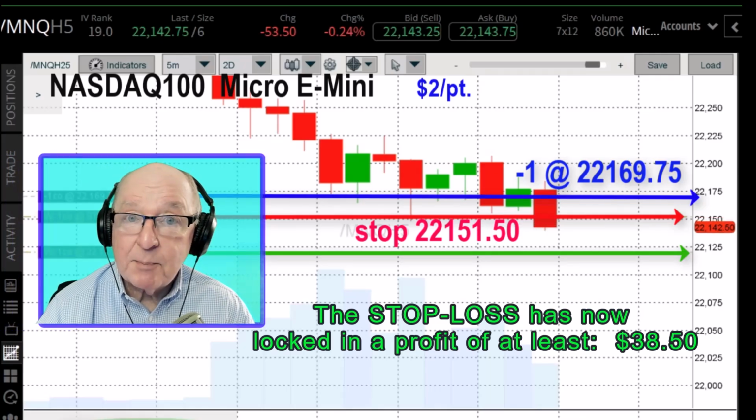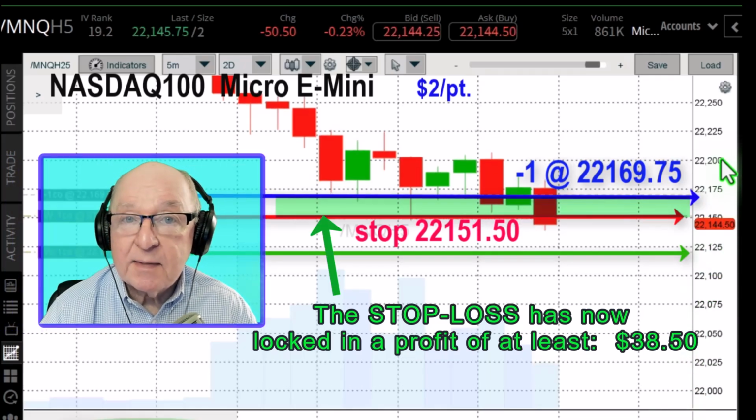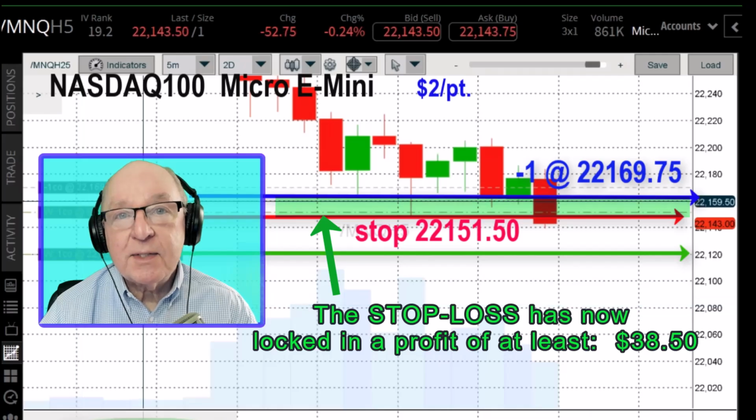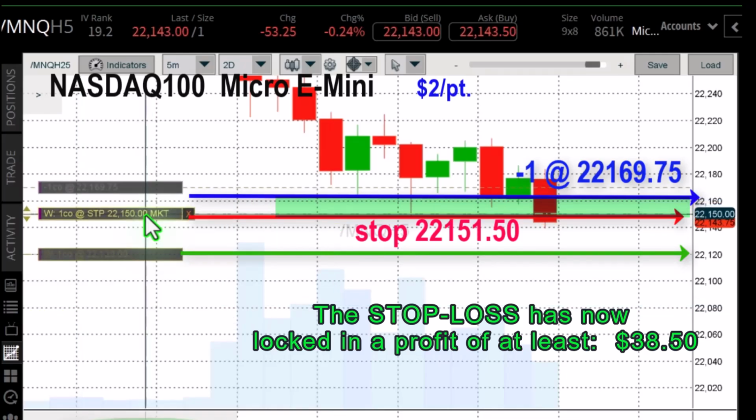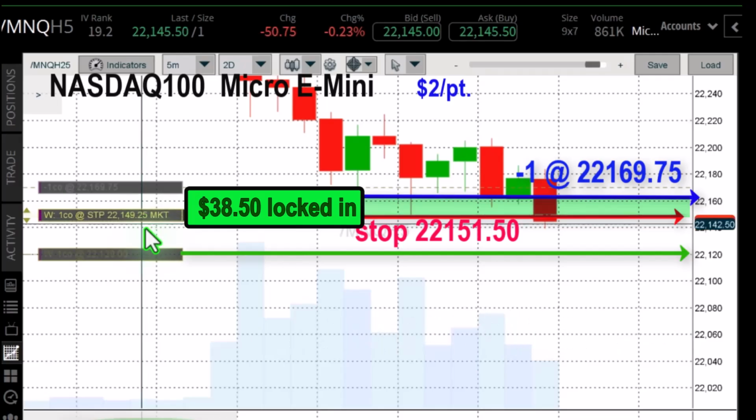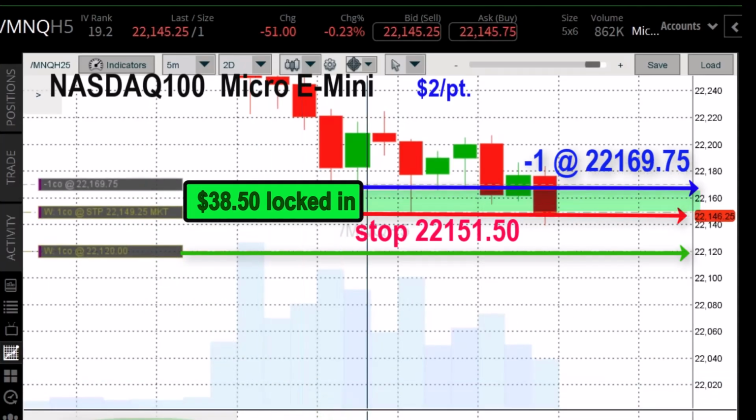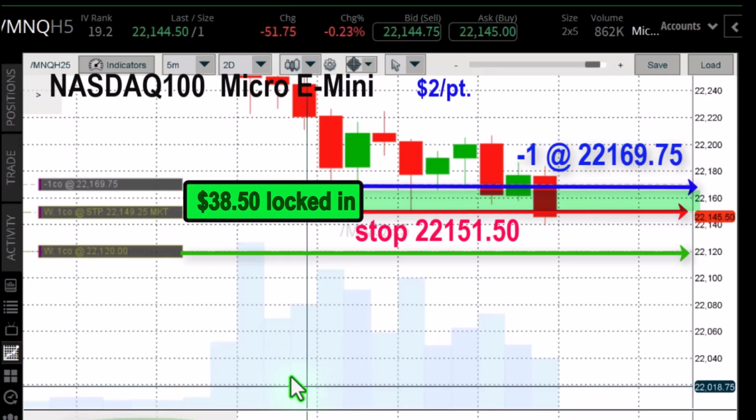Sometimes these things happen pretty fast. I'm locked in $38.50, worst case scenario on the trade right now, in under a minute. And I've got to tell you, that's fun. Every time you reduce the risk on a trade, now I've got a free trade. I can't lose a penny on this trade now because the stop is below my entry price.